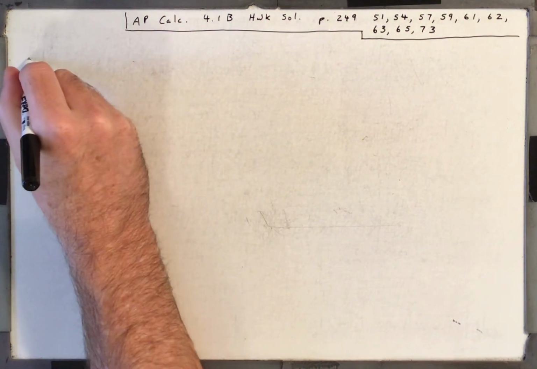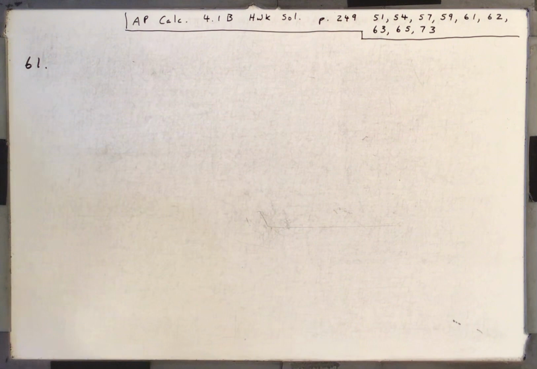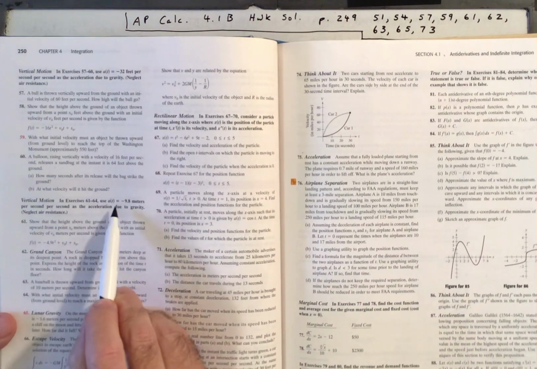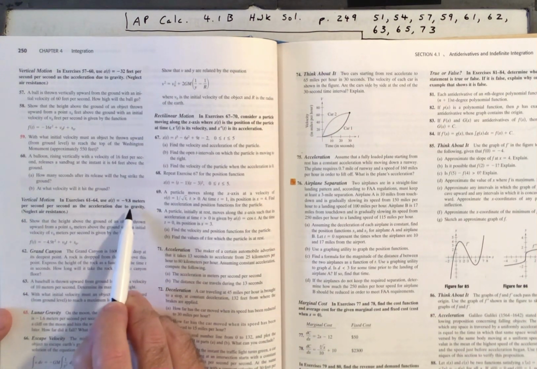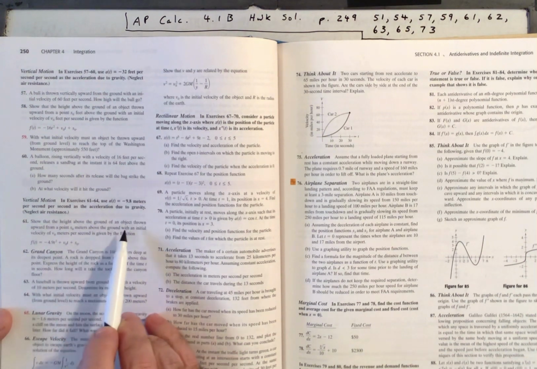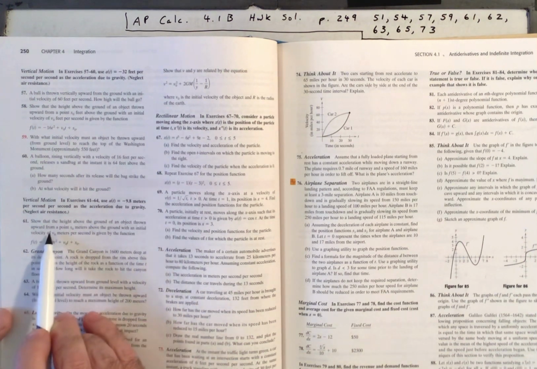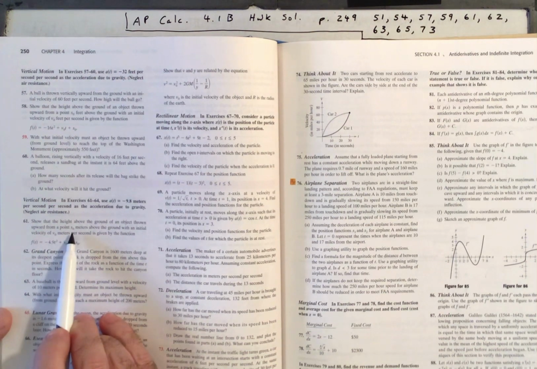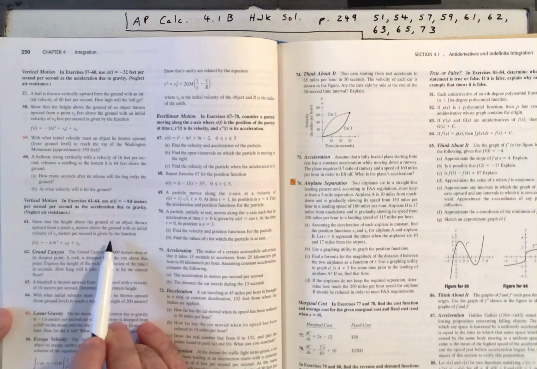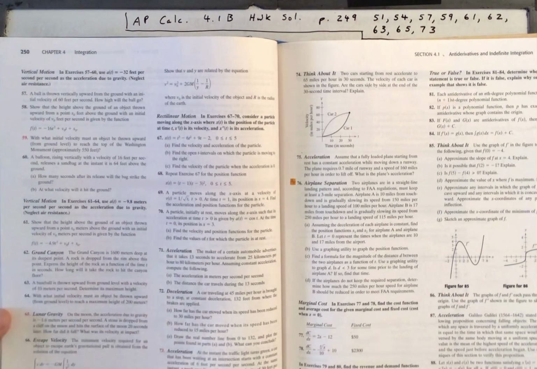All right, 61. I'm going to try to remember to leave it on here because we will be using it to work some of the other problems. It says use a of t of negative 9.8 meters per second squared. In 61, we want to show that the height above the ground of an object thrown upward from the point s naught meters from the ground with an initial velocity of v naught meters per second is given by this function. Okay, so we're just going to start.